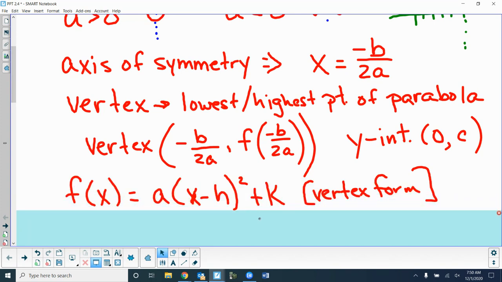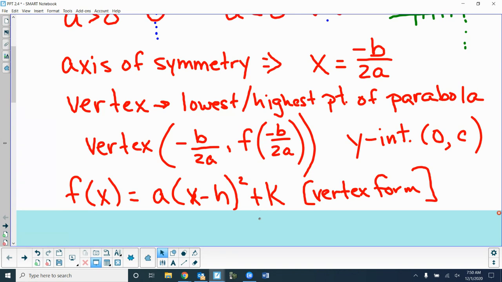Now, your book calls this standard form. We've always called it, that's what you were taught last year, vertex form. And I'm still going to call it vertex form. Okay?